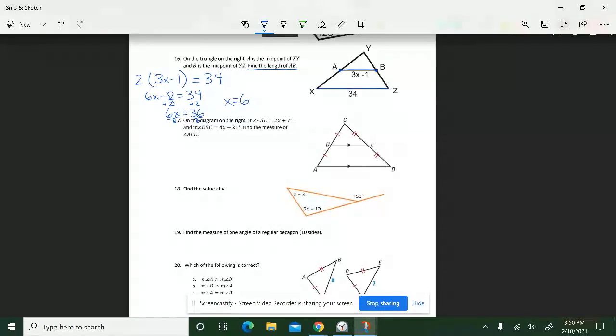So AB is 3x minus 1. So I'm going to replace that x with the 6. I have 3 times 6 minus 1. That's going to give me 17. 18 minus 1 gives me 17. So 17 is the final answer.